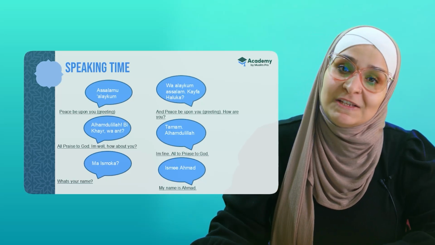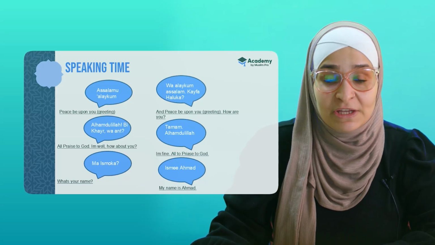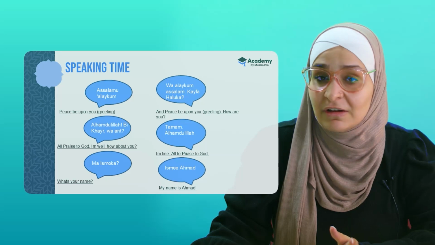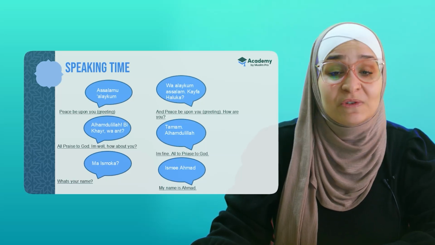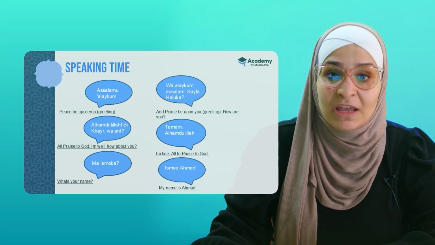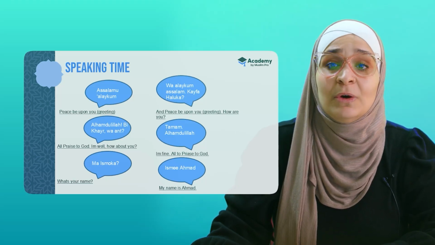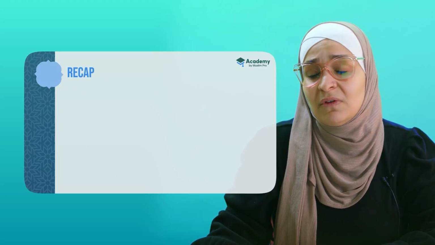So remember, Ismi does not change according to who is speaking. Ismi is the same regardless of who is saying my name. But if you're speaking to a male only, you say Ismuka. So today we covered the Arabic alphabet.